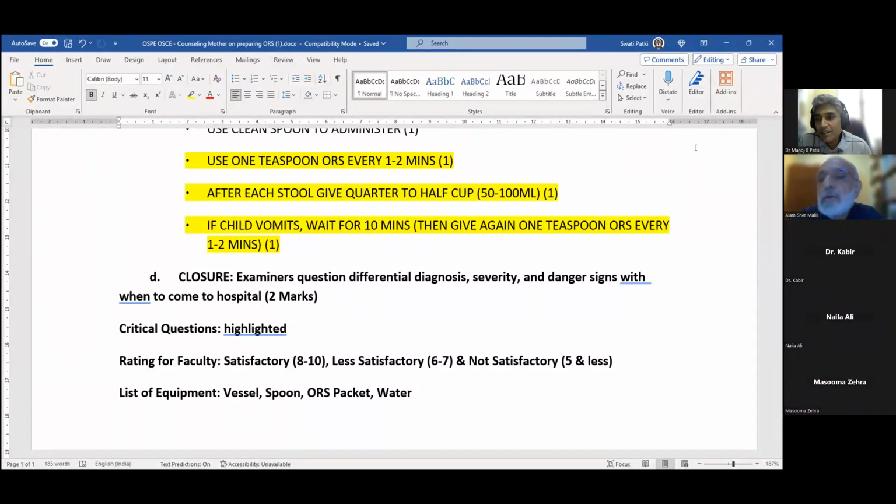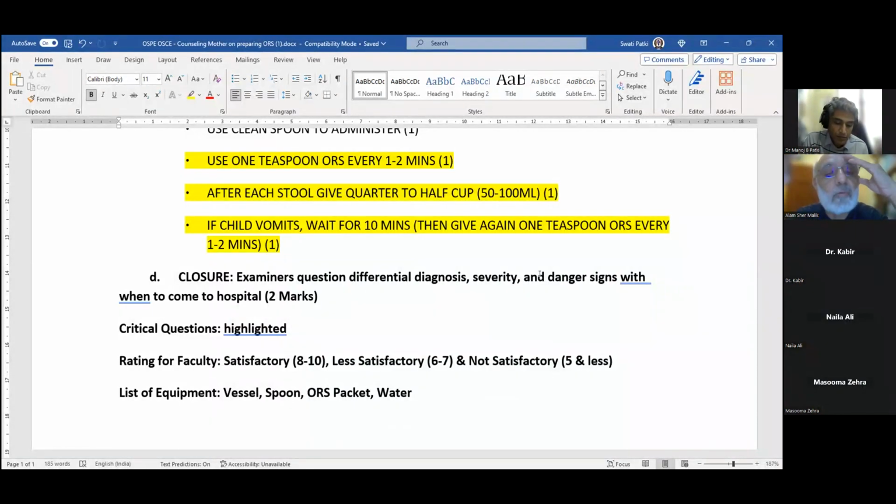Dr. Manoj, do you want the student to simply explain or prepare the solution? Prepare, sir, because that would show the mother. That's excellent, because you want to show the skill, preparation, and after preparation, giving the instruction. That would be good.